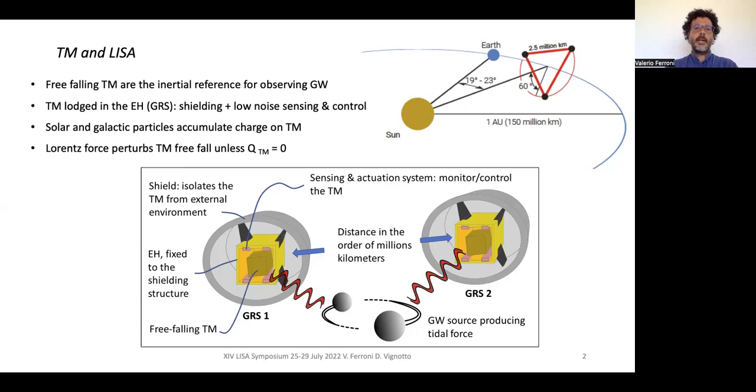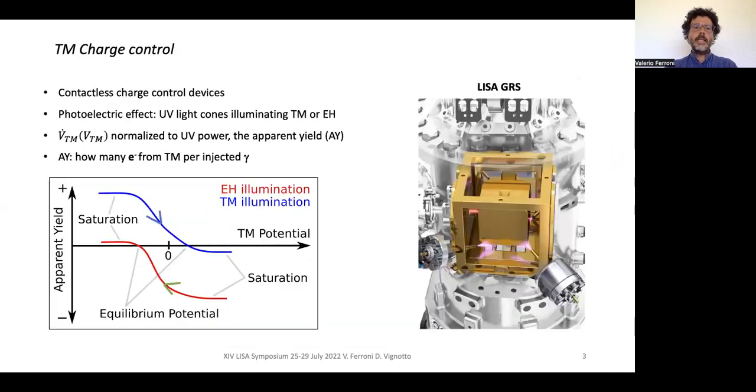In space, solar and galactic particles accumulate charge on the test mass, so the Lorentz force would perturb the test mass free fall unless the charge of the test mass is kept at zero. So we need to control the charge of the test mass.